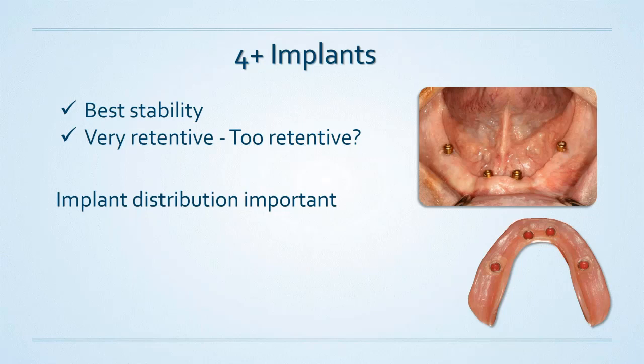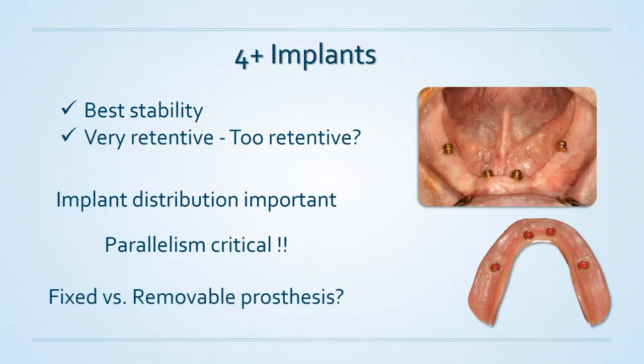The key here is that our implant distribution is important. We have to think about parallelism. It's still important that our implants be relatively parallel to each other. And then also, if you're thinking, well, if I'm going to place 4 implants routinely, maybe I'll just do a fixed prosthesis. Now remember, that sometimes is a spurious thought process, because the difference between a fixed and removable prosthesis is not always just the number of implants, but it has to do with the patient's desire, and then also the cost of the prosthesis.